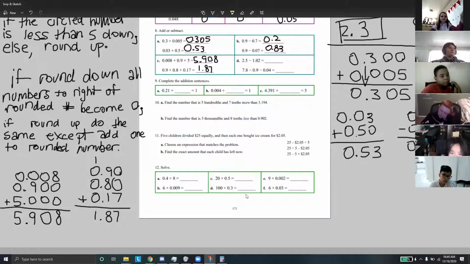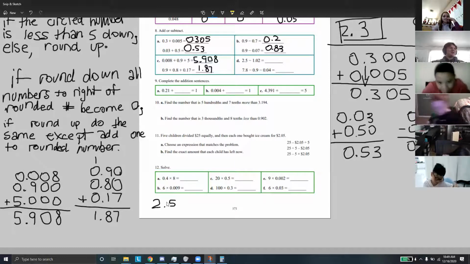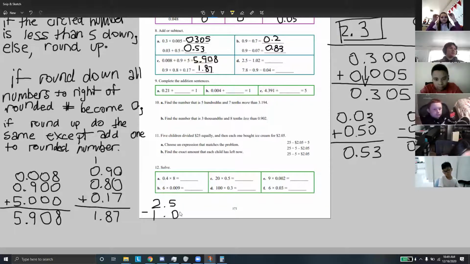Huh? Oh, I did it wrong. I put a 6. Oh, that's all right. We all mess up sometimes, just like I messed up earlier. So we have 2.5 minus 1.02. So remember, this whole time we're lining up the decimal. 2.5, or 2 and 5 tenths, is equal to 2 and 50 hundredths.